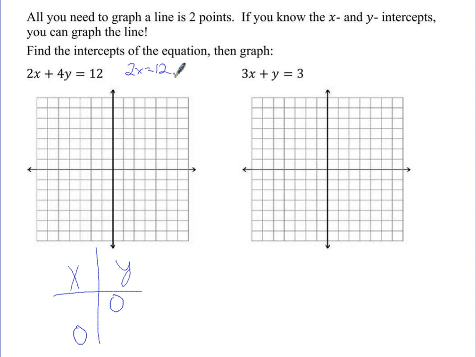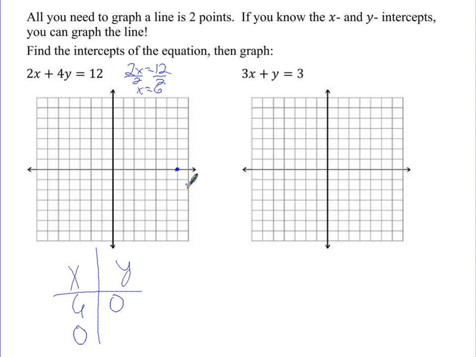So to solve now, all I got to do is divide both sides by 2, and I get x equals 6. So when y is 0, x is 6. That's my x-intercept. And now I can graph 6, 0 on my coordinate plane. It's right there. That's my x-intercept.